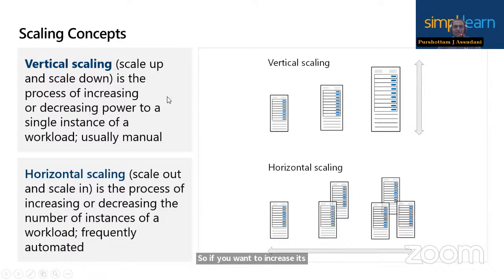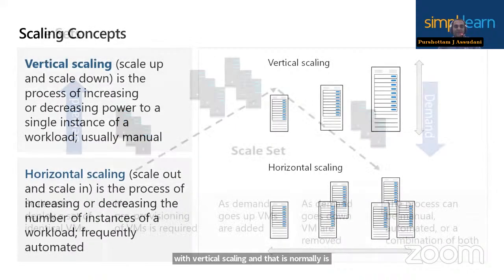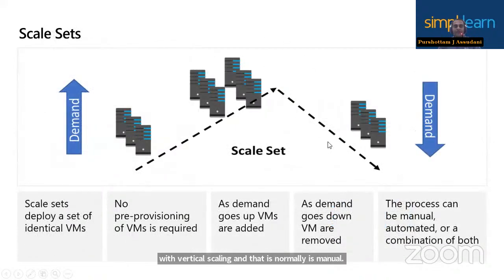And when would you need it, guys? The use case: let's say you're using a server in a general purpose manner, but now you want to use it for a machine learning workload, so you want to increase its size. You can do it with vertical scaling, and that is normally manual. But horizontal scaling is normally automated, wherein you increase or decrease the number of servers as per your requirement.